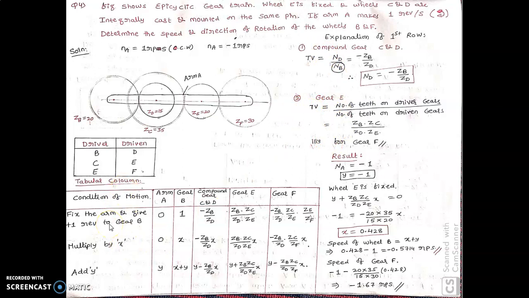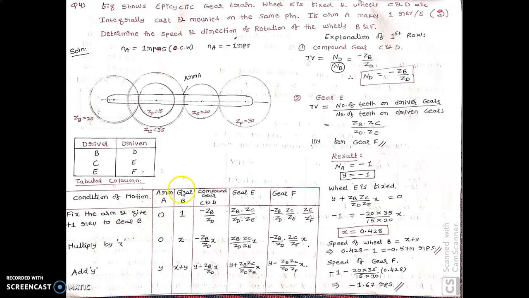Before going to this concept, first we'll see the tabular column. In the tabular column, as we have discussed, in the very first row we have to fix the arm and give 1 revolution to the driver gear. Always give 1 revolution to the driver gear, I said, right? So here let us say this is the driver gear, the first gear. So let us give the 1 revolution to gear B.